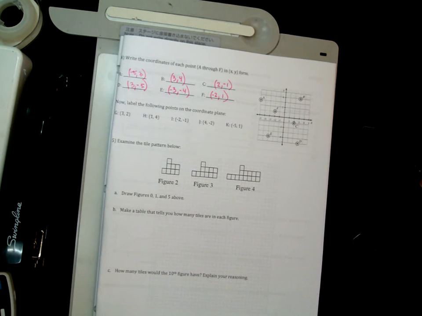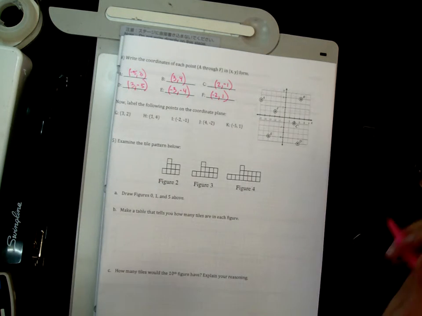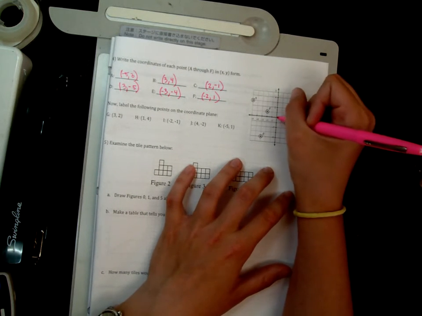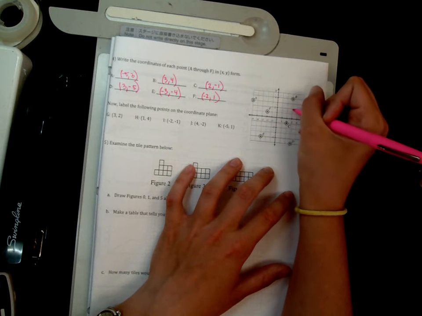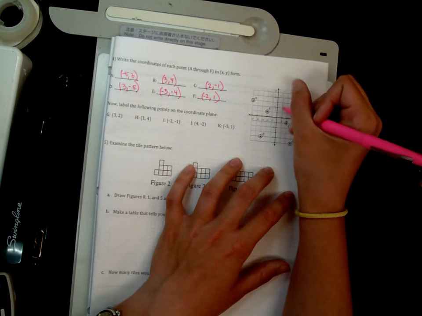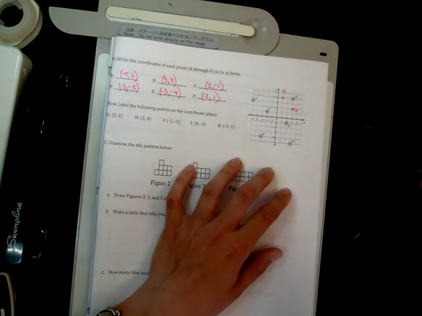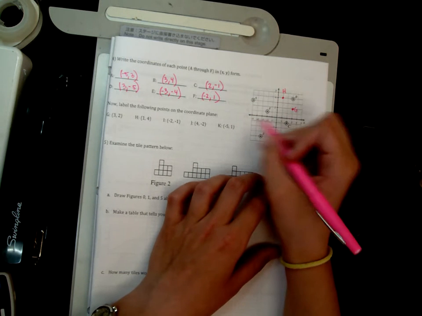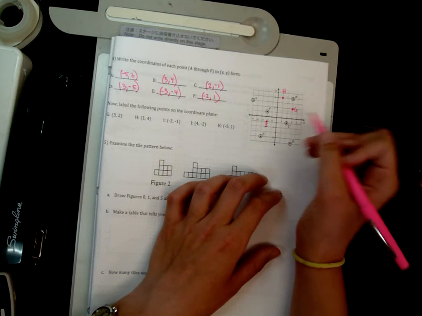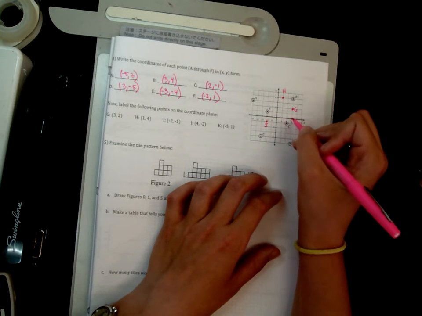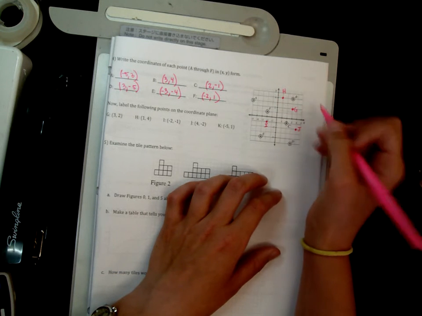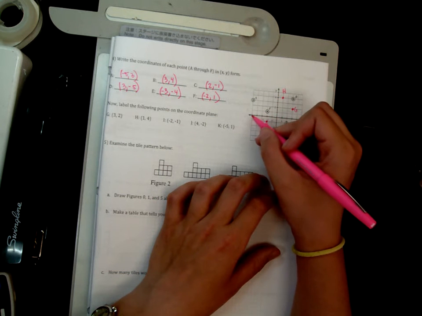Now label the following points on the coordinate plane. So G is 3, 2, so I go to the right 1, 2, 3, and up 1, 2. So that's G. H is 1 over and up 4. I, x equals negative 2, y is negative 1. J, x is 1, 2, 3, 4, and y is negative 2. And K, x is negative 5, and y is 1.